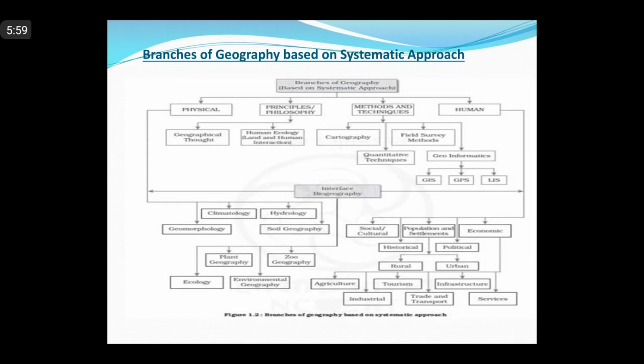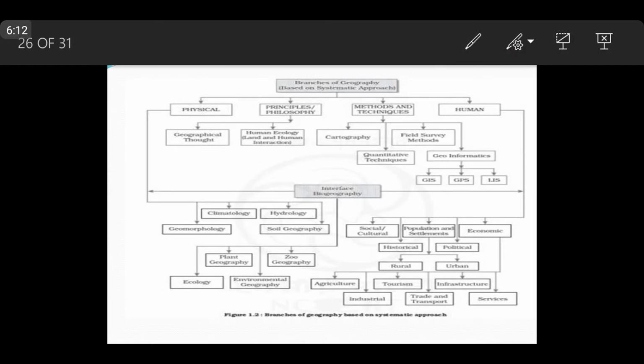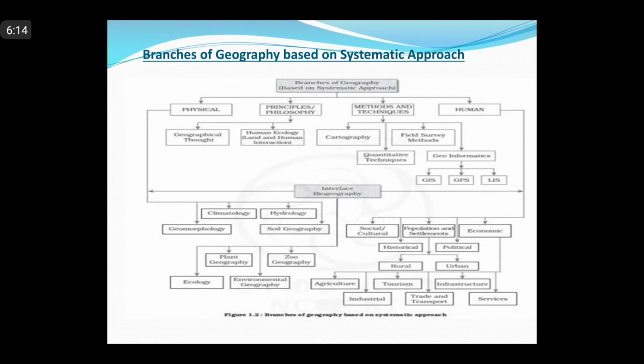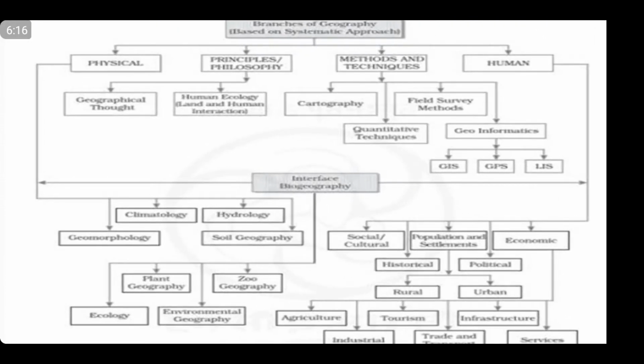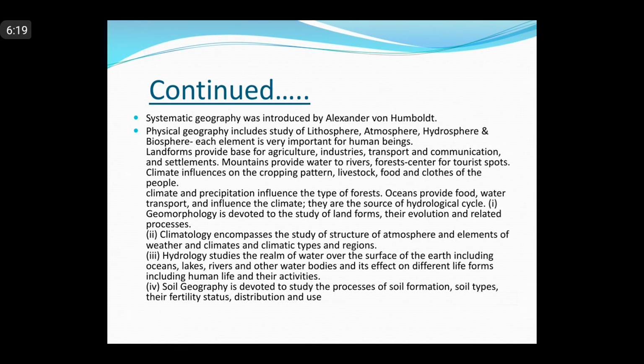Some of the important branches of human geography are social and cultural, population and settlement, economic geography, historical geography, political geography, and biogeography. Okay, and all these are given here. When you zoom, you can see all these are given here. Now, for example, what do we study here in social and cultural geography? It is concerned with the study of society and its spatial dynamics.